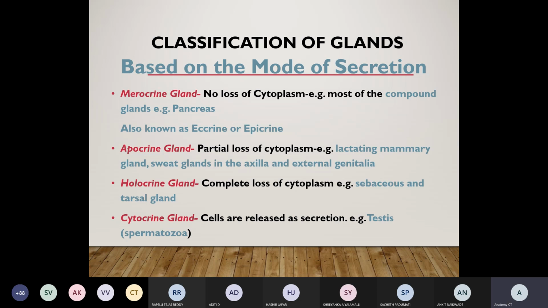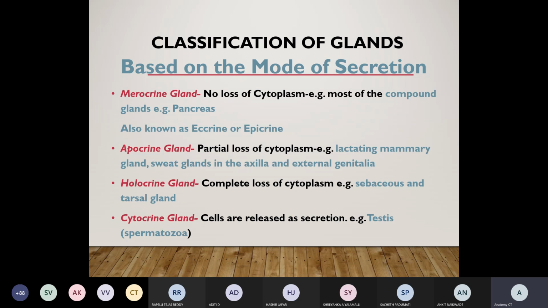The complete loss of cytoplasm from that particular cell, the whole cytoplasm evacuates outside. For example, the sebaceous gland, where the sebum comes outside, or else the tarsal glands. So this is how complete evacuation of the cellular element, the cytoplasm, from that cell is what we call holocrine.